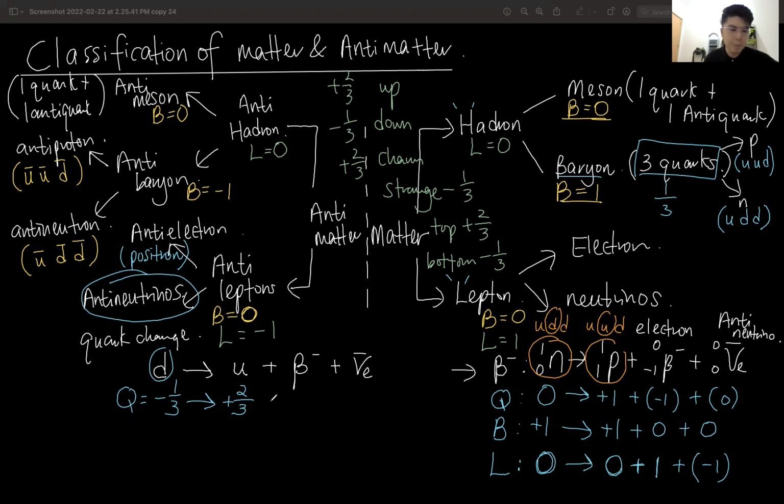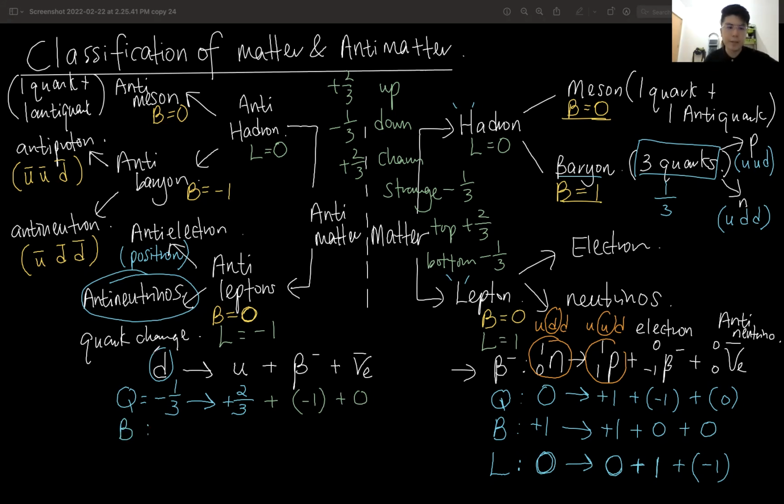Up is 2 over 3, plus beta. Beta is minus 1, and the anti-neutrino is 0. Conservation of charge is the same: plus 2 over 3 minus 1. It's the same. This on the right-hand side is also equal to minus 1 over 3. Charge is conserved. Now, what about baryon number?